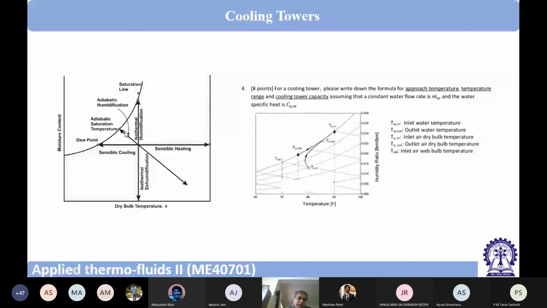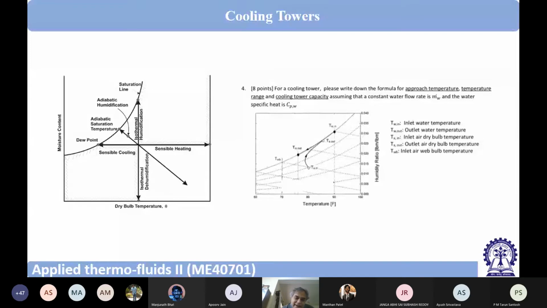And almost parallel to that line, not exactly parallel, there is a small angular difference, we can have the constant enthalpy line of the moist air. So that is what we will get in a psychrometry chart.